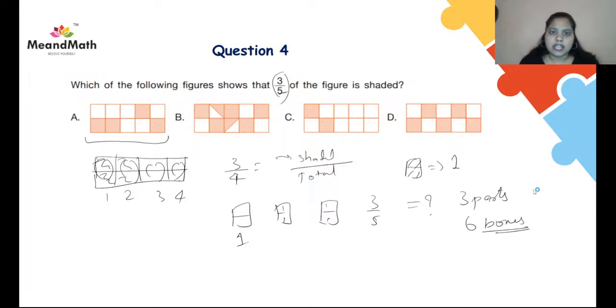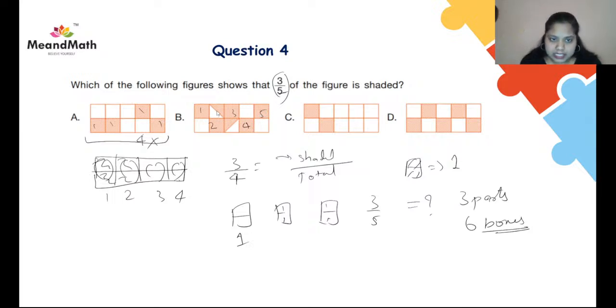So let us now count each option A, B, C, D and check whether we have 6 boxes or not. In the first one we have 1, 2, 3, 4. We have 4, which is not the correct one, or not what we need, right? Okay. So let us count the second one and check.